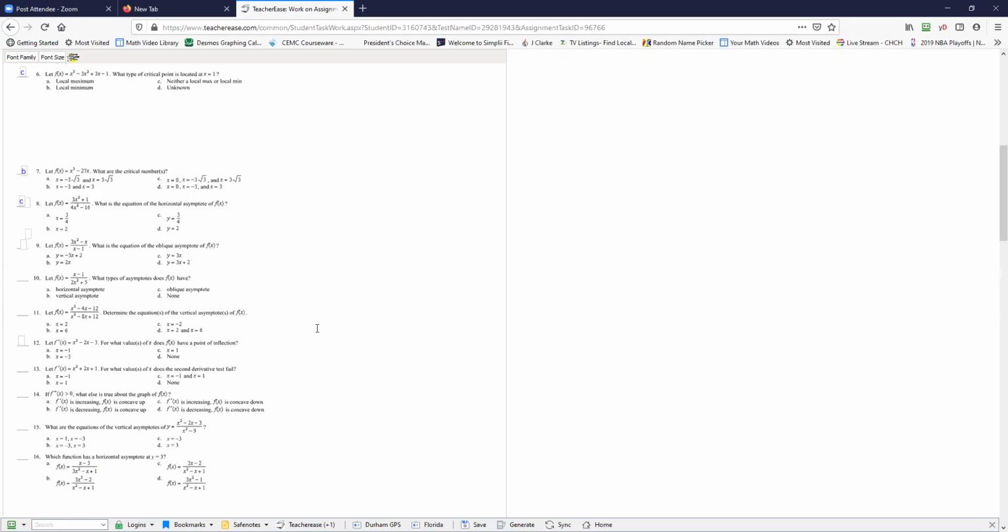But if you had a function that was looking something like this, and then it looked like it was about to change concavity, but it doesn't, then it's really not a point of inflection. Okay, thank you. Okay, all right, no problem.